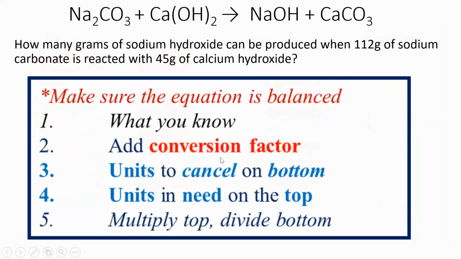So here's an example that'll help put it into more understandable terms, I think. I'm just going to remind you before we get going, though, these 5 steps. Make sure the equation's balanced. Every stoich problem, always make sure it's balanced, otherwise everything will be off, and that's just unfortunate. Then we have to figure out what we know, add conversion factors, cancel units on the bottom, put the units we need on the top, multiply top, divide bottom. All those steps will fall into place.